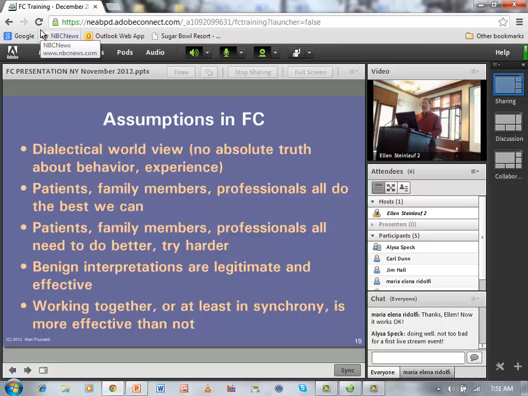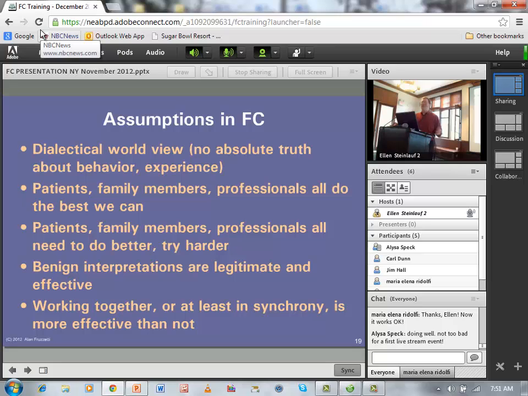Okay. And we also assume that in families, working together, or at least in parallel, in ways that are synchronous, at least towards the same goals, is more effective than working at cross purposes. I don't think that's so controversial, but it's still important. I think that one's probably almost always true, but even when it's not, it's probably more effective to make that assumption. Okay, are you okay with these assumptions?